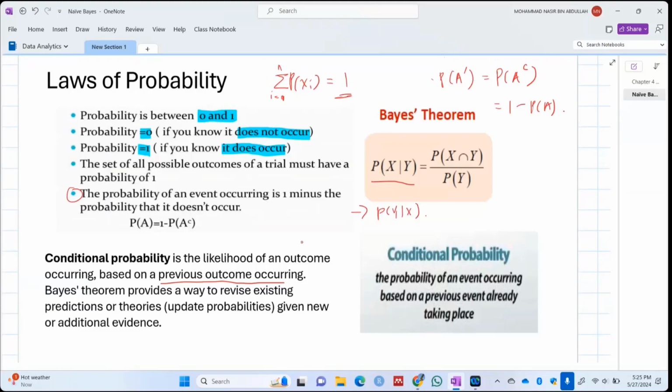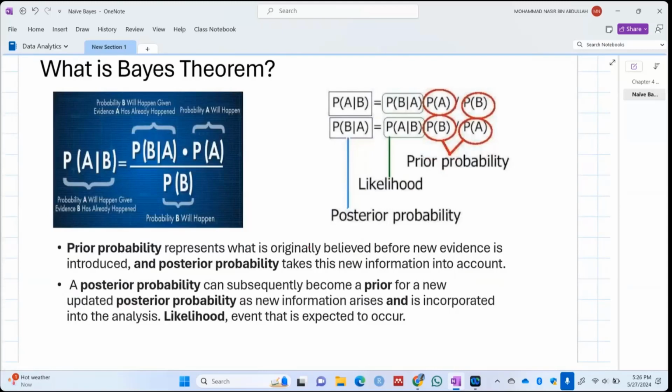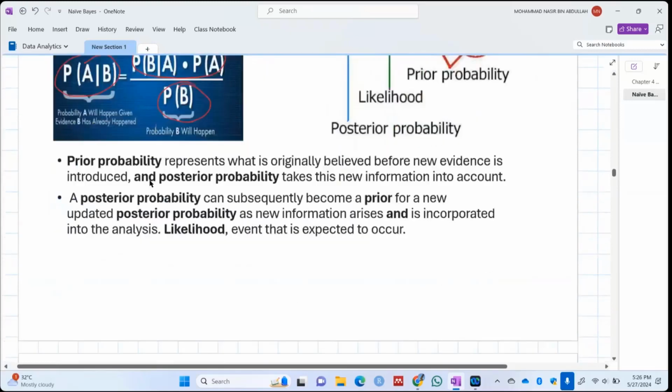We want to find the probability of the outcome given the independent variable. This is the same concept as in logistic regression. We want to find the probability of y given x. I think I already mentioned this one. This is what we call the posterior probability. This is the class conditional, and this is the marginal, right? So we are interested to find the posterior probability given the class conditional and marginal probability.